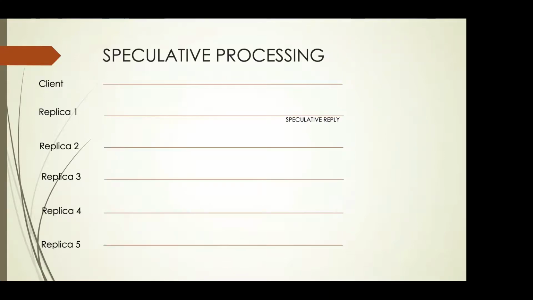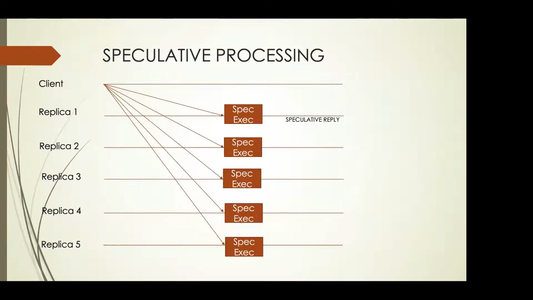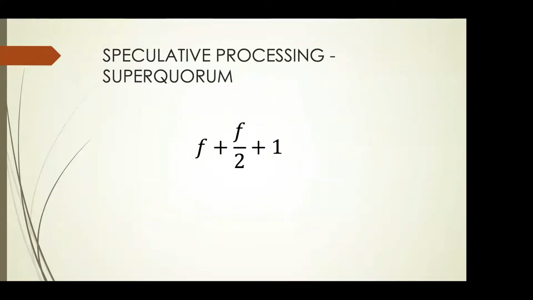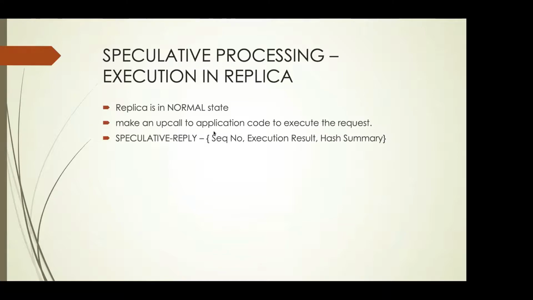Okay, so first one is speculative processing. As we discussed, the client first sends the request to all the replicas. All the replicas execute the request speculatively and then send a response to the client. The client waits for a quorum, which they call a super quorum, f plus f by 2 plus 1, of responses from the replicas, and checks that they match. So I will show what the replica actually sends: the sequence number, execution result, and the hash summary.